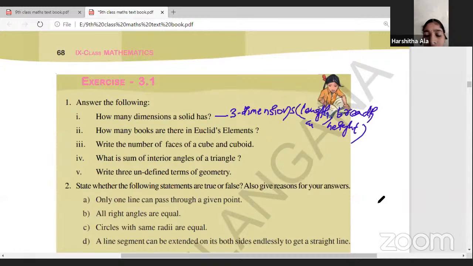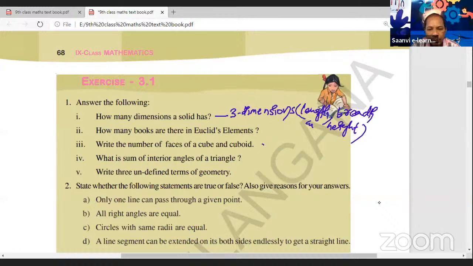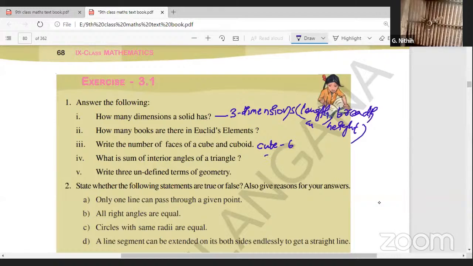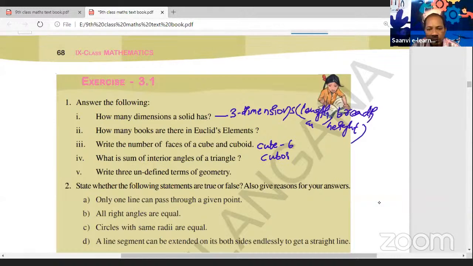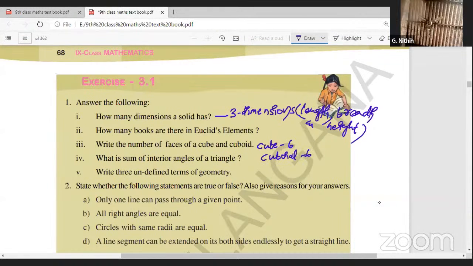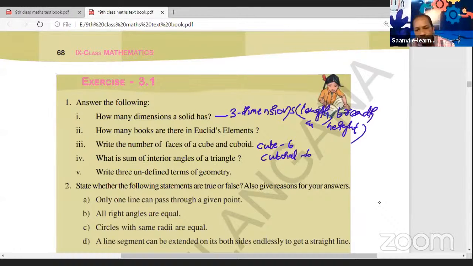6 faces. Write the number of faces of a cube and a cuboid. For a cube, 6 faces, and a cuboid also has 6 faces. Right. And the next question.